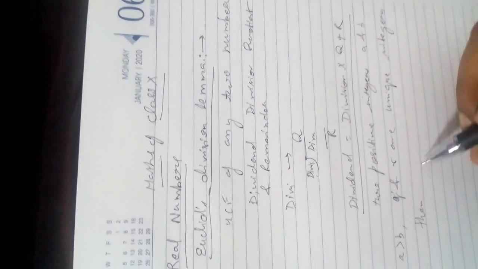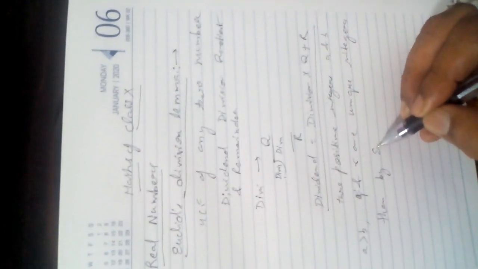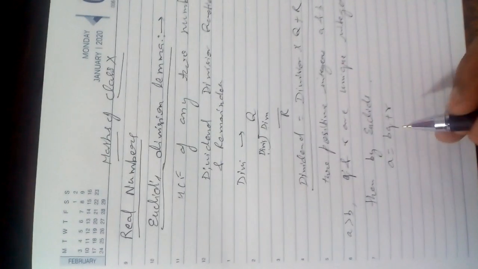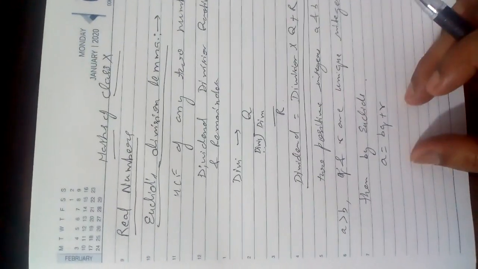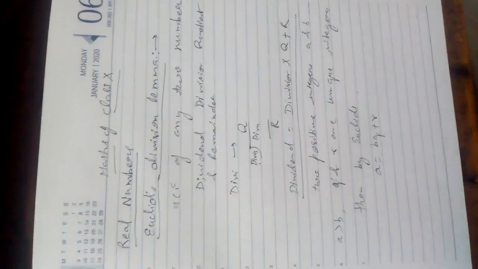Then by Euclid's, a will be equal to bq plus r. a is equal to bq plus r always. It is a proved statement by Euclid, which is called Euclid's division lemma. It is always true for any two positive integers you take.